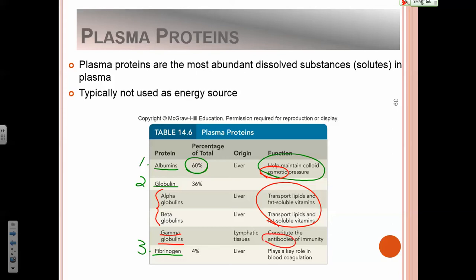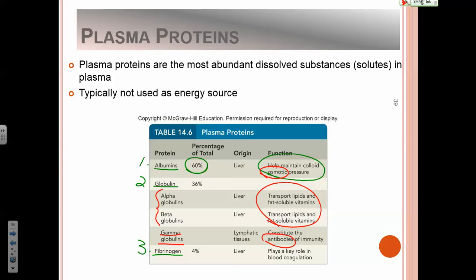And then a gamma globulin, that is a fancy name for an antibody. Okay, so in the next unit, when we study the lymphatic system, we'll be looking at your immune system. That immunity is part of the function of the lymphatic system. And we'll see that the chemicals called antibodies molecularly are gamma globulins. Okay?